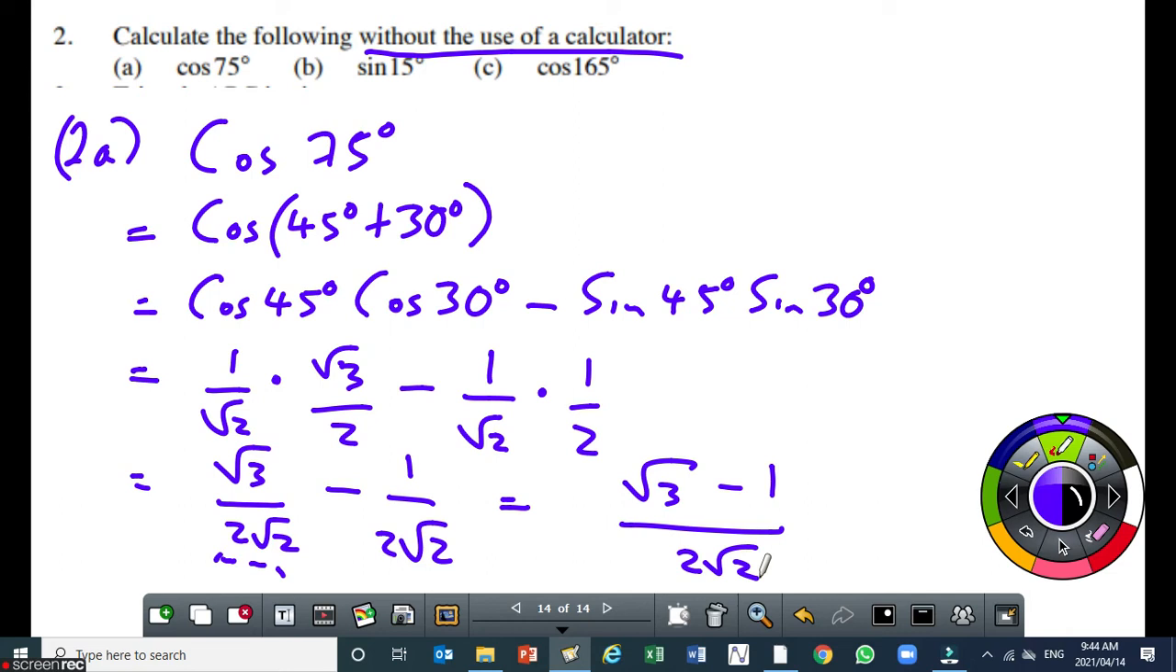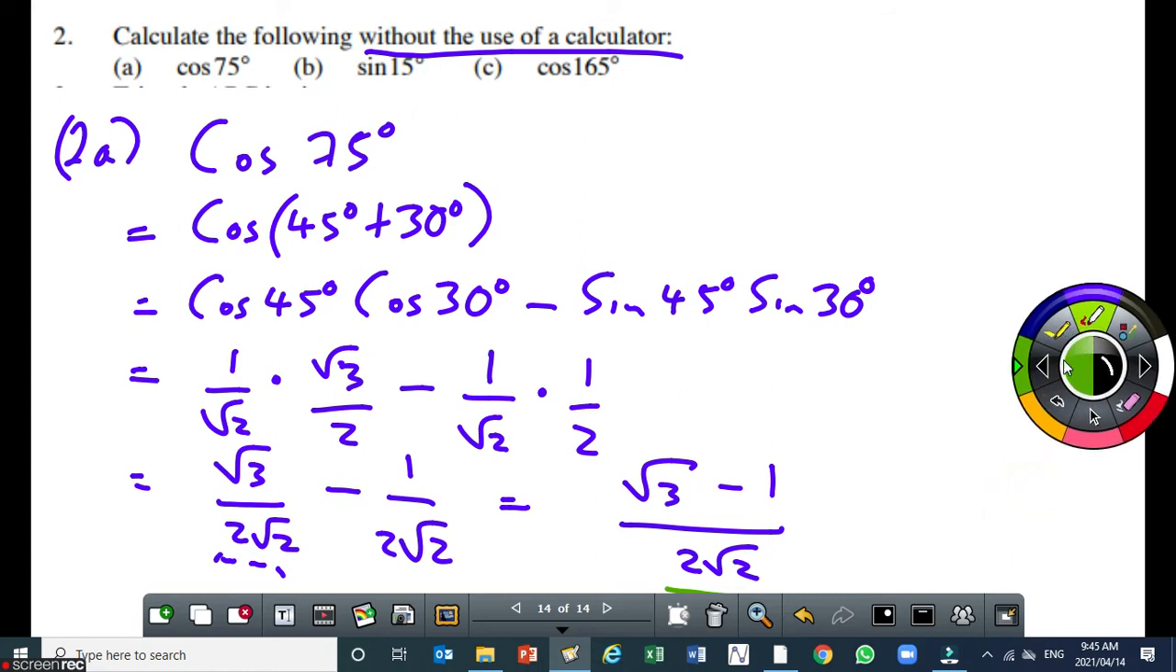Right? This will be the final answer. You cannot simplify it because you are not supposed to use the calculator. Okay? That will be the final answer. And I want to encourage you to try and rationalize it. Okay? If you want, you can factorize and take out the 1 over 2 square root of 2, then in brackets you're going to have square root of 3 minus 1. So you could also write it as 1 over 2 square root of 2 times square root of 3 minus 1.